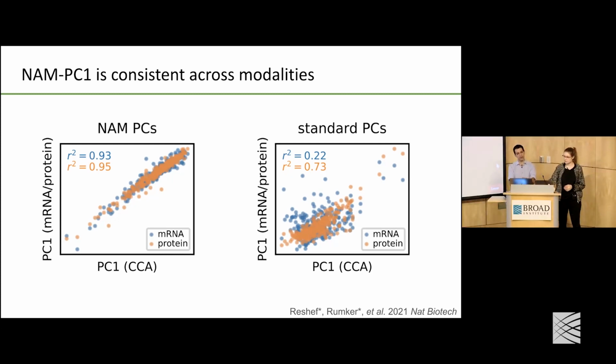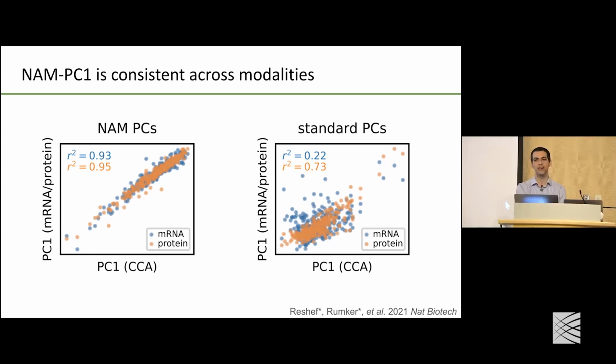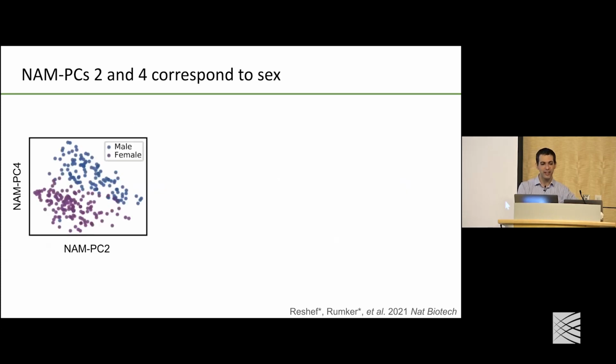Okay, so this is PC1. We obviously also tried to look at other PCs for any interesting things that they might correspond to. And one example that we think is really neat is that in the mRNA data, NAM-PC2 and NAM-PC4 seem to correspond pretty neatly to sex. So here in this plot, each dot is again a sample. They're colored by the binary sex reported in the data set. And you can see that there's a pretty clear delineation here.